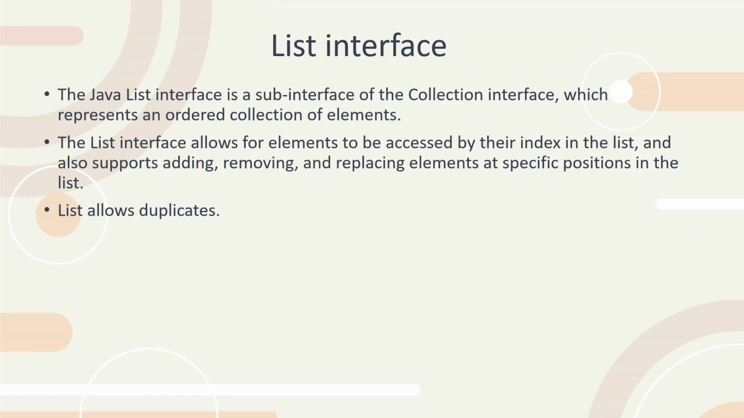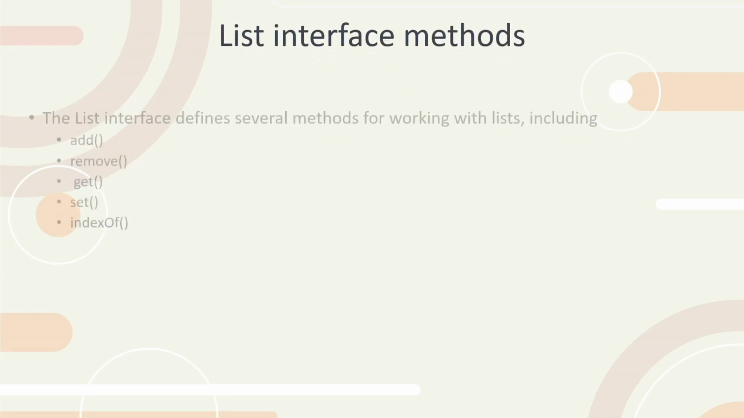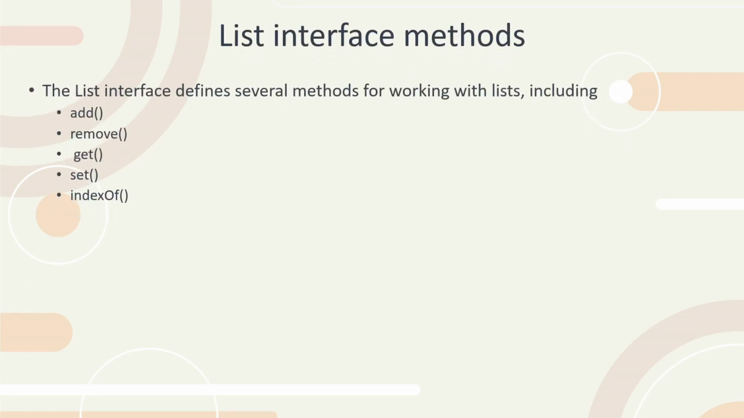Have you ever needed to store a collection of elements in a specific order? The List interface in Java is designed for exactly that purpose. With List, we can access elements by their index and perform operations like removing, adding, replacing at a specific position in the list. List allows duplicates. When we have similar data of two objects, we can add them in the list, where List allows duplicates.